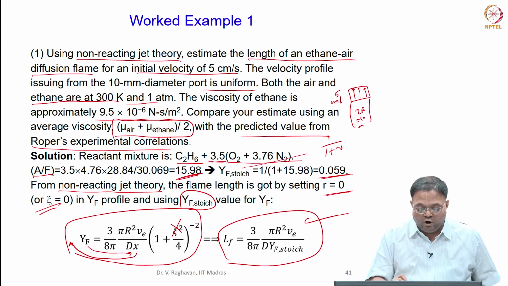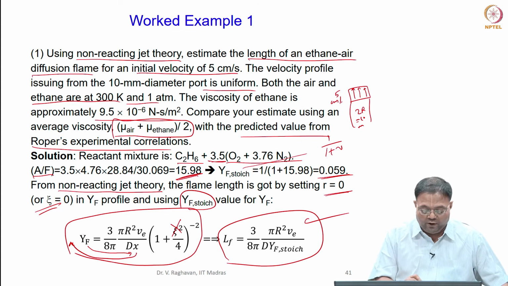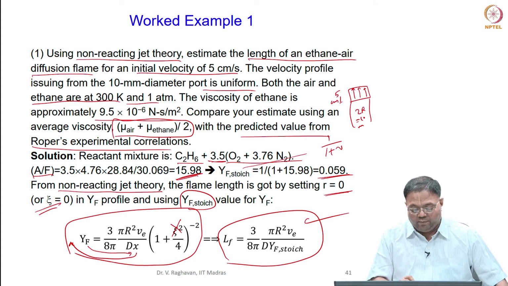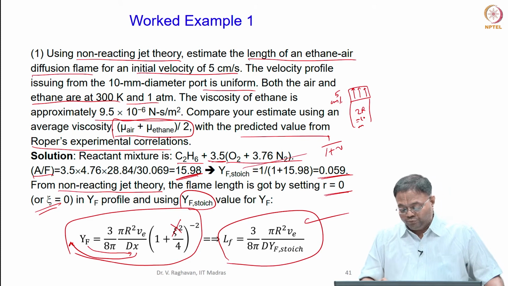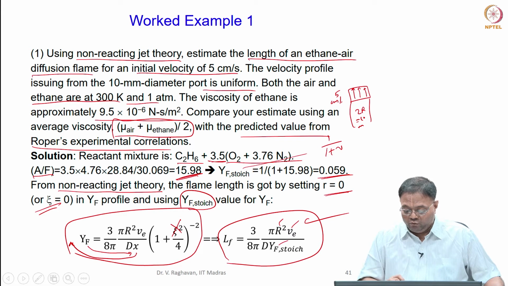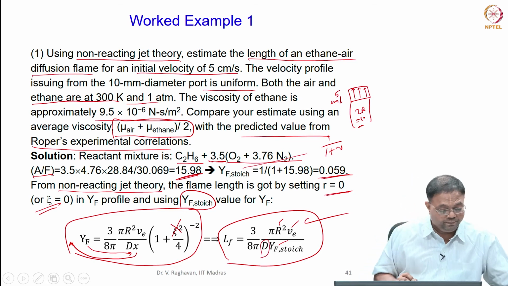So, this is the equation we need to solve. From the theory we got this. Now, I put r equal to 0, take x to the left-hand side, bring yf to the denominator on the right-hand side, and substitute yf stoichiometric for yf to get the flame length. So, now r is known, ve is known, yfs is known, d is not known. How will you calculate d?